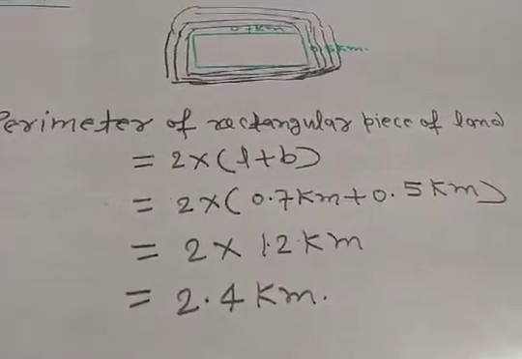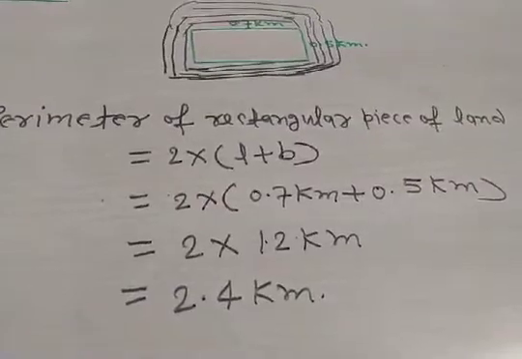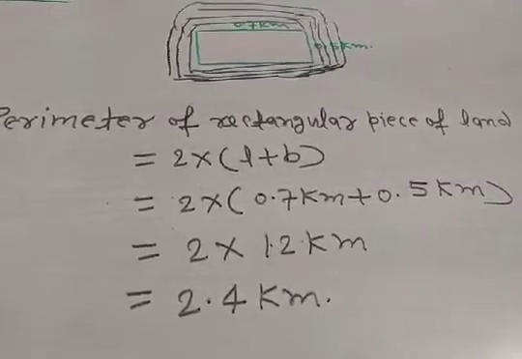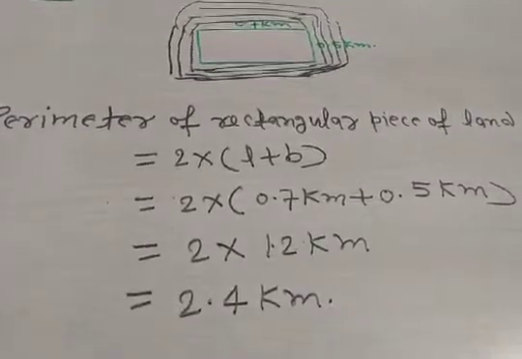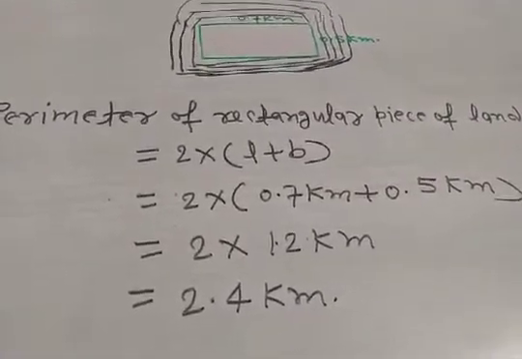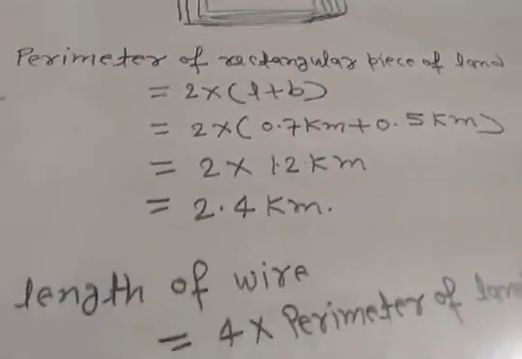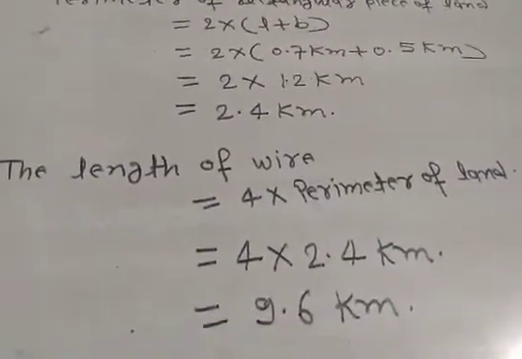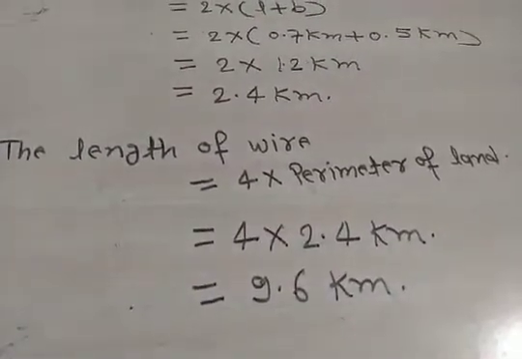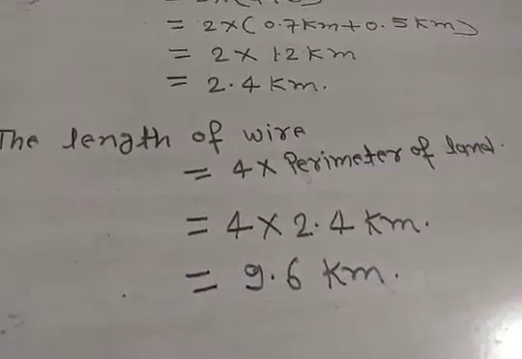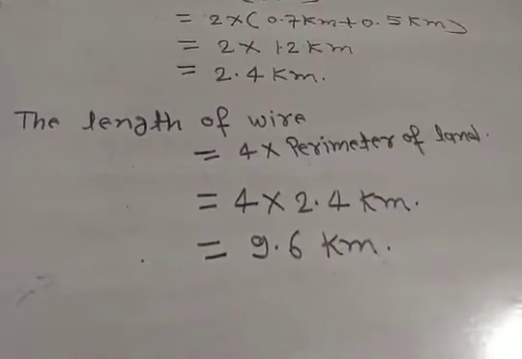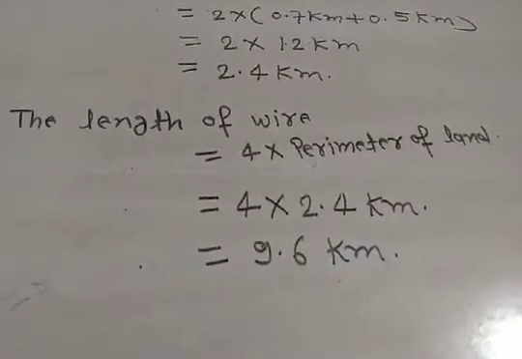Now we need to find the length of wire. The wire is 4 rows to fence the land, so we multiply the perimeter of the rectangular piece of land by 4. The length of wire is equal to 4 into the perimeter of the piece of land. So 4 into 2.4 kilometers, in this way we obtain 9.6 kilometers. This is the length of wire. The length of wire is 9.6 kilometers.